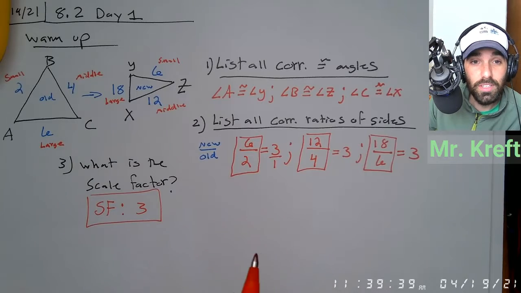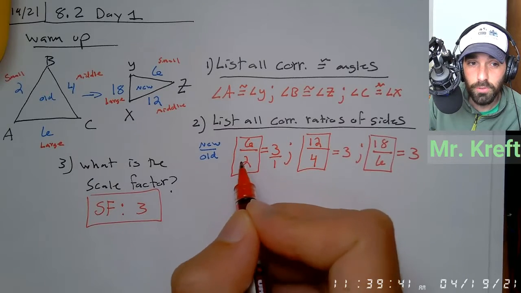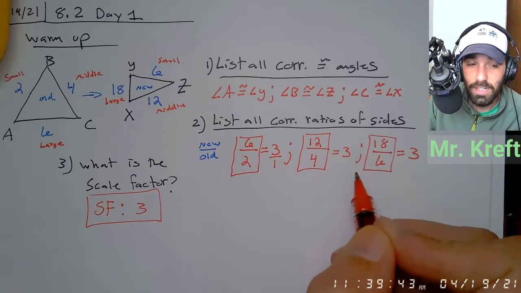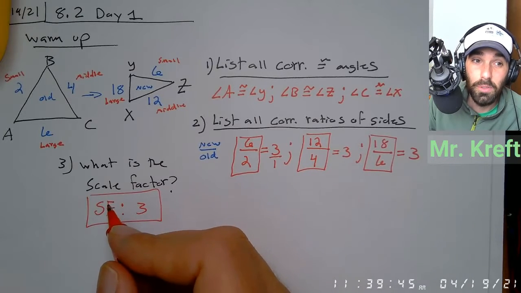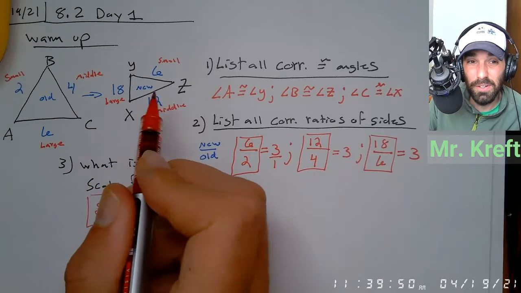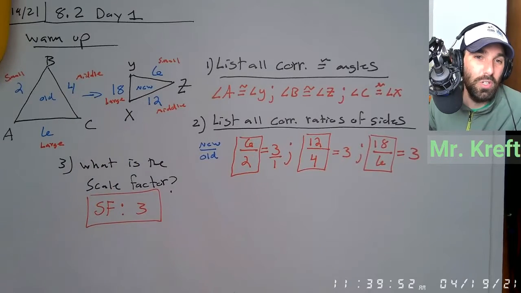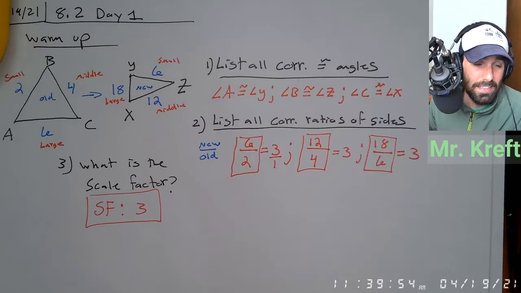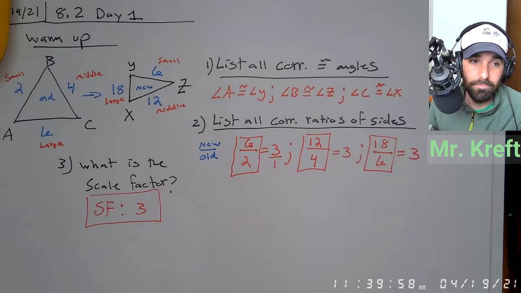Now, if you flipped those ratios, if you did 2 over 6, 4 over 12, 6 over 18, then our scale factor would be 1/3. That's because this is 1/3 of this. So remember, once you get a fraction that's smaller than 1, it's going to be smaller.